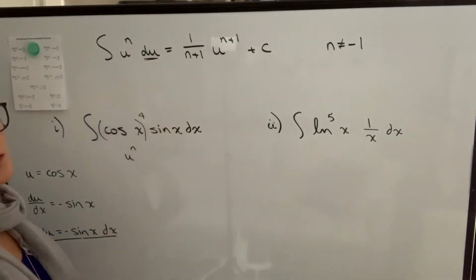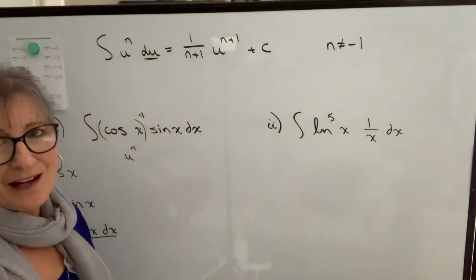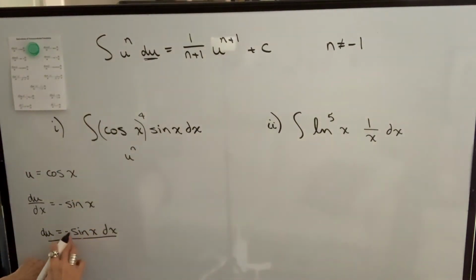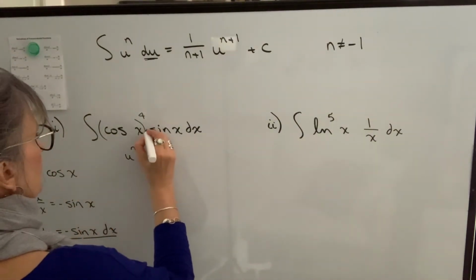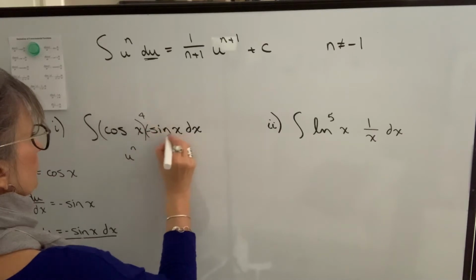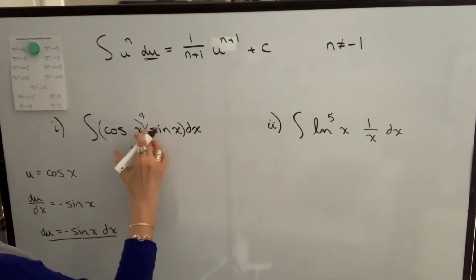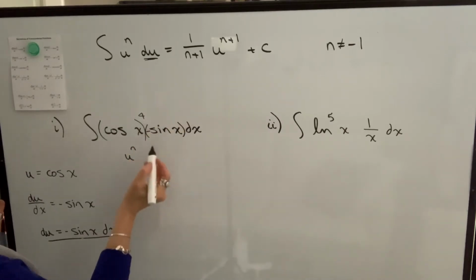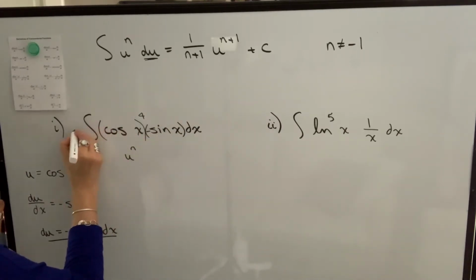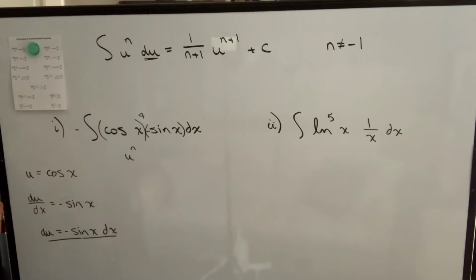That's what we want to be here in order to use this rule. Notice you have to have your du factor and it has to be exact. So we look, it's close, we need a negative. So we're going to multiply by negative 1 here. Remember to include brackets when you multiply by negative 1 to show that it's multiplication and not subtraction. And then we're going to divide by negative 1, so we can do that outside the integral sign.